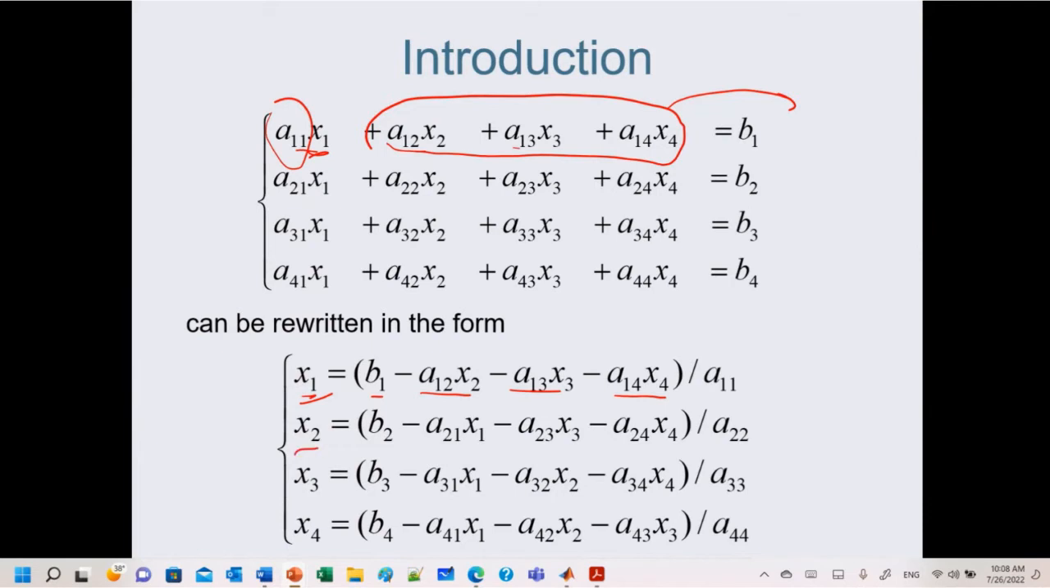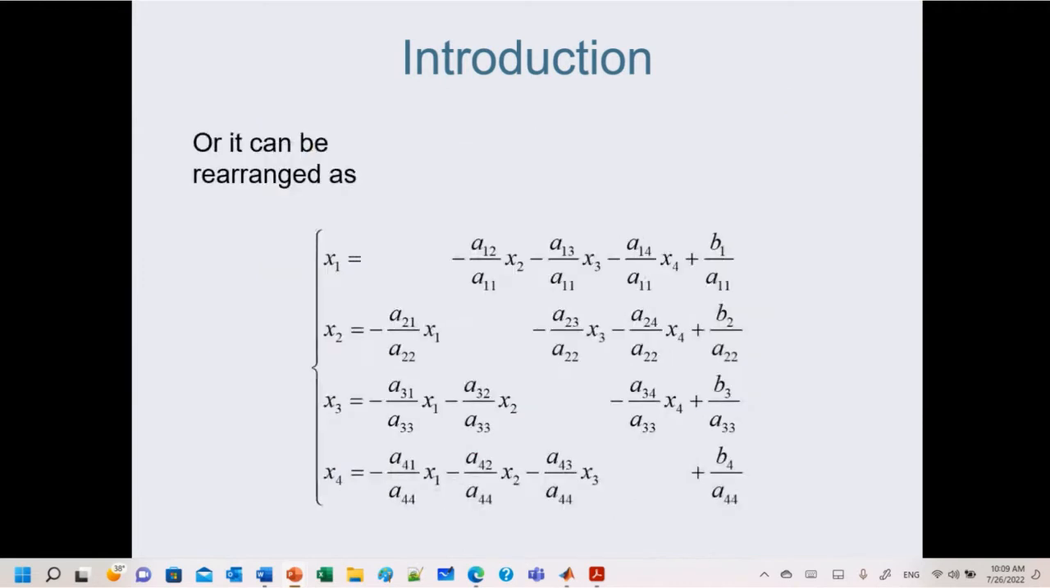We can do the same thing for x2. You keep this here and you take the rest of the things to the other side. So you'll have b2 minus a21 x1 minus a23 x3 minus a24 x4, and we divide it by a22, so you get x2, and so on. For all the variables, you can do the similar procedure to find equations for finding all of the unknowns.